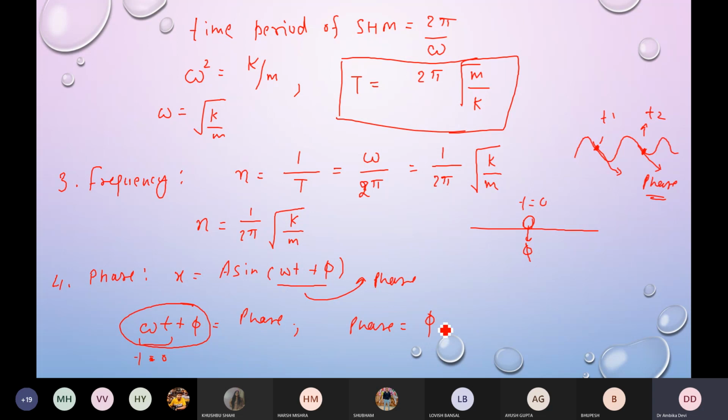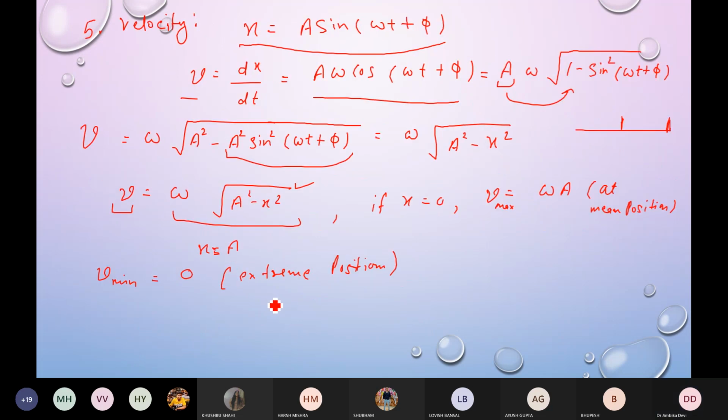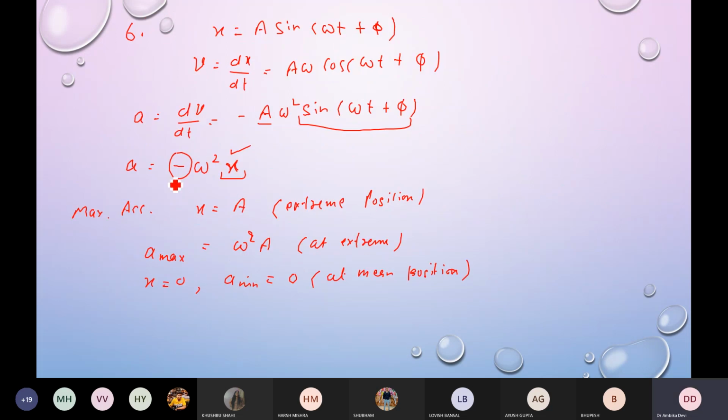Frequency is 1 upon t. So again we came to an expression for frequency as well. We talked about the phase. Phase is something which is describing the particle at any instant of time, at any direction, at any position. Then we talked about the velocity. We come to know that velocity is equal to this one. So this is the expression for velocity. V is equal to this, and then we talked about the maximum velocity, the minimum velocity, and then we talked about acceleration. We talked about the maximum acceleration and minimum acceleration.